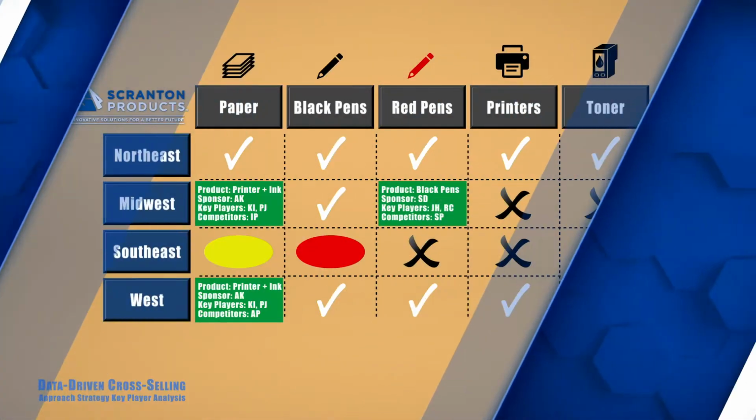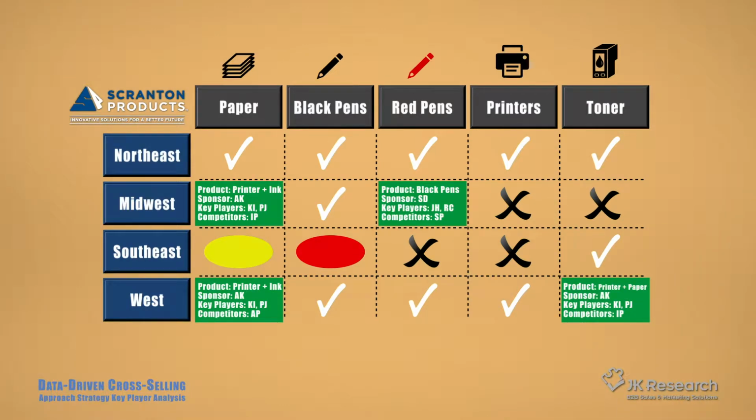In the last two videos, we covered macro and micro level research necessary to support successful cross-selling. At this point, we've identified the best cross-selling opportunities and the key players involved in the decision. We'll illustrate these with the white space analysis and account research from the last module.